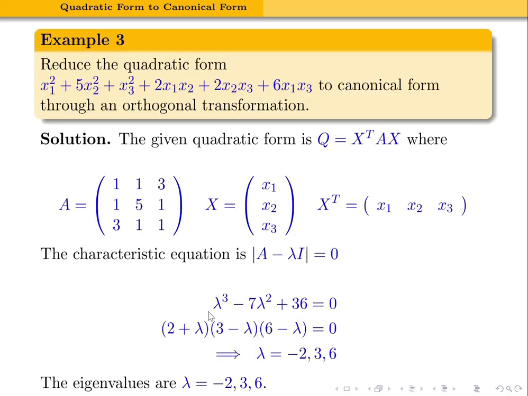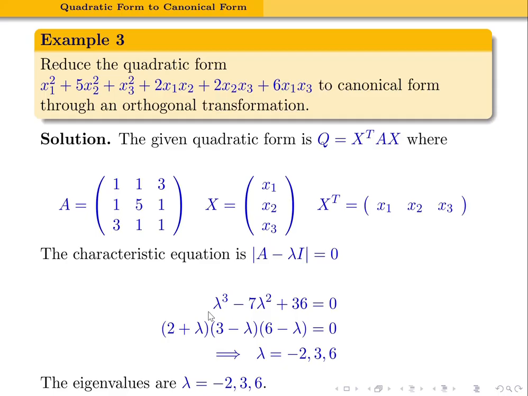Now we will go to the next problem. Reduce the quadratic form Q is given by x1 square plus 5x2 square plus x3 square plus 2x1x2 plus 2x2x3 plus 6x1x3 to the canonical form. Here Q is x transpose A into x, with the A matrix and x matrix given. The characteristic equation is determinant of A minus lambda I is equal to 0. From the characteristic equation we can find the characteristic roots, which are nothing but the eigenvalues. So the eigenvalues are lambda is equal to minus 2, 3, 6.